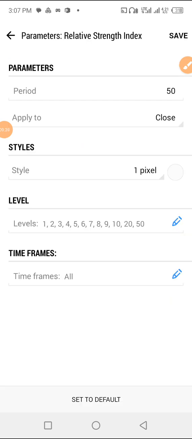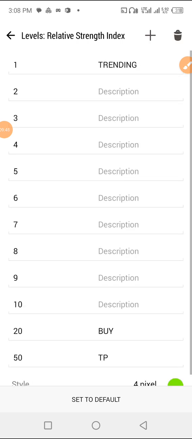Now we have relative trend index. Here we don't need the period. All we need is the level. So we just need the level 1 to 10 should be the support zone, while 20 should be the entry zone. That means you buy when your DMAC crosses above level 20. Then you can take your first TP at level 50. Then you click on save.